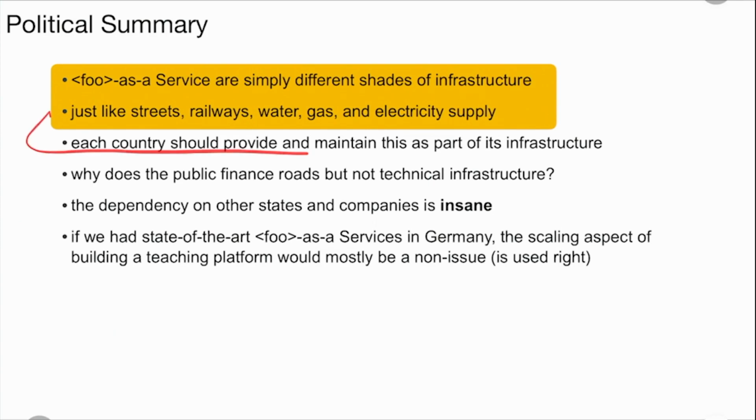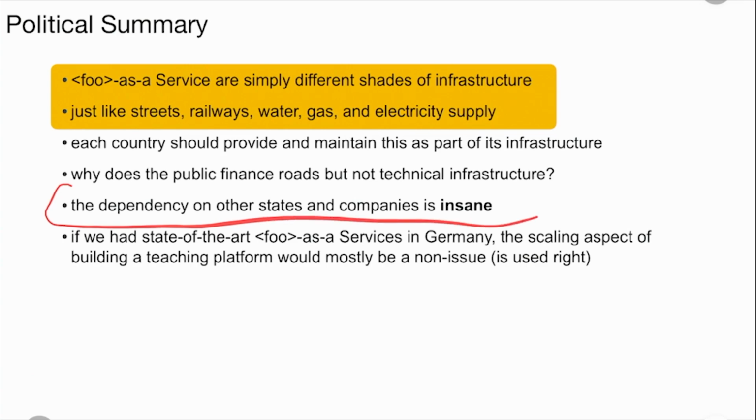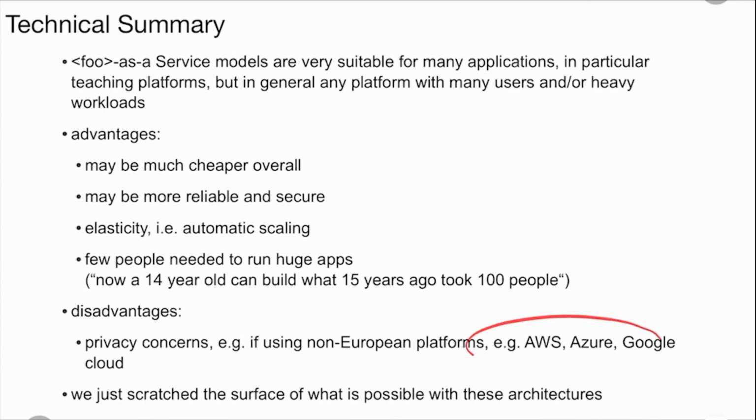To my understanding, each country should provide and maintain this as part of its infrastructure. It's just our thinking that's in the way. We believe that streets and railways are infrastructure, but all of this as a service is also infrastructure. The same goes for search engines and any computational service. The dependency on other states and companies here is insane. All of those are US companies. You could also go to Alibaba in China, and I guess Russia has a similar service. But why should you depend on a foreign entity for scaling?